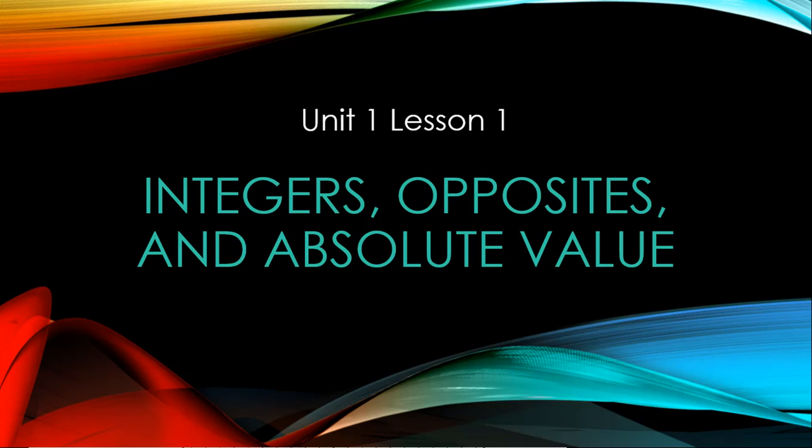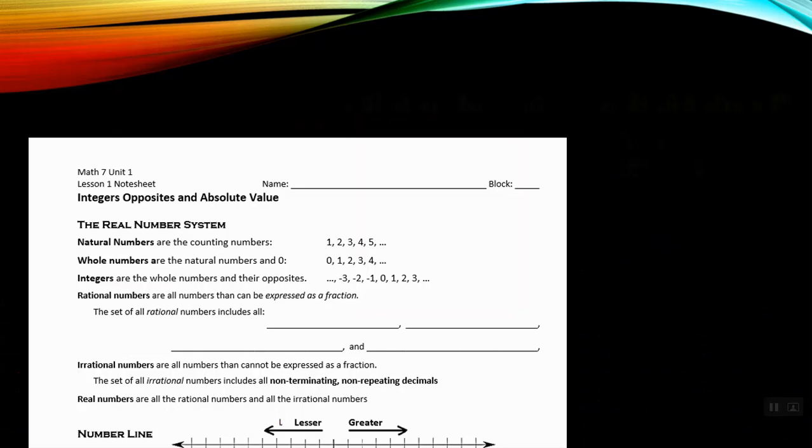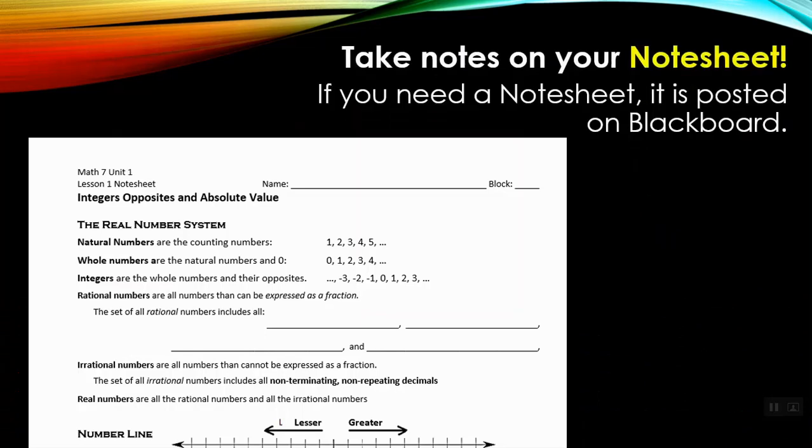This is Unit 1, Lesson 1, Integers, Opposites, and Absolute Value. Don't forget to take notes on your note sheet. You should have received that in class today, but if you don't have it for some reason, we have blank versions available on Blackboard. So follow along on the note sheet and take notes as though you would normally in a classroom.